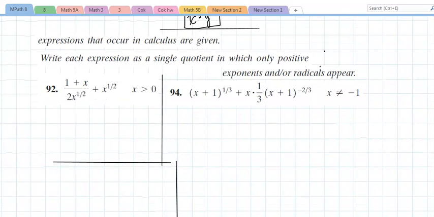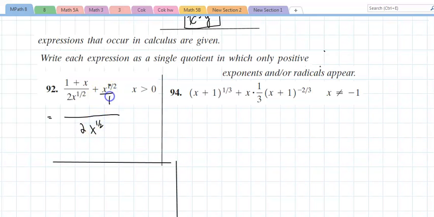I need to be able to simplify those. Expressions like those occur in calculus. I need to be able to combine like terms because I need to figure out where this equals 0 and where it is undefined. So simplifying is a must. The LCD is 2x to the 1/2. This is over 1. You multiply by 2x to the 1/2 top and bottom.